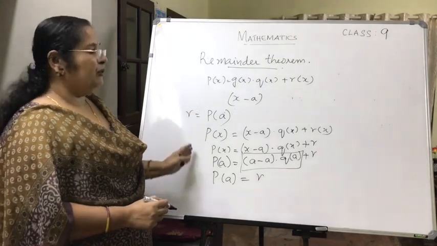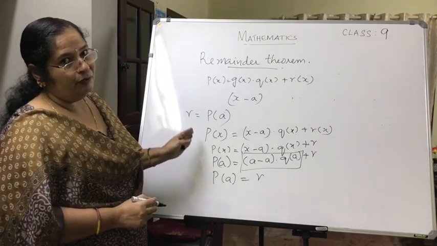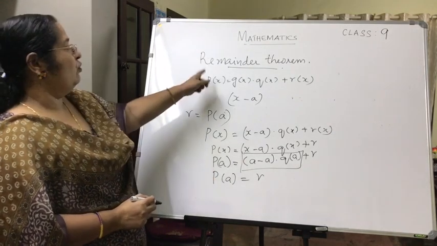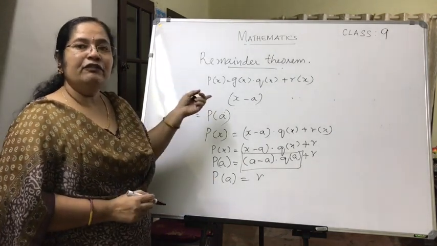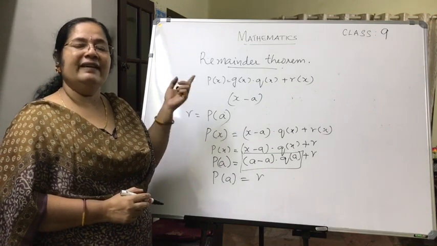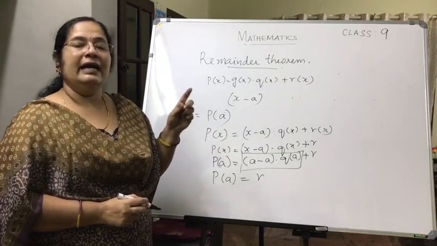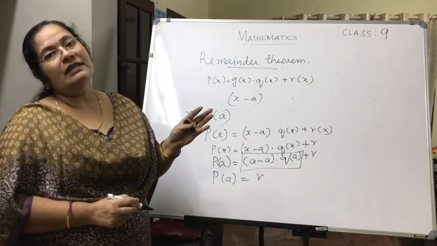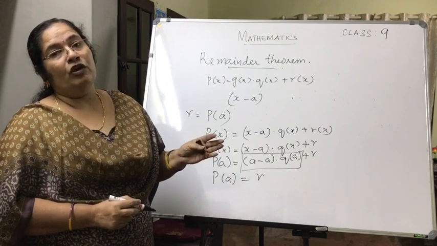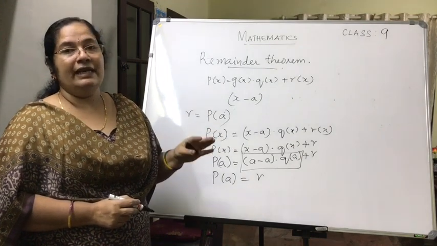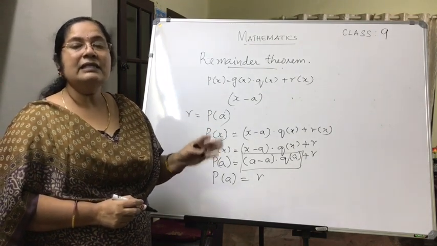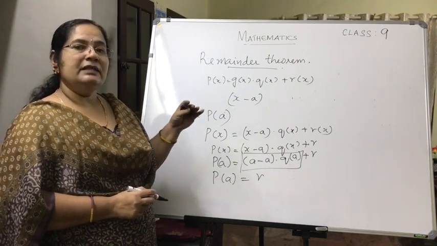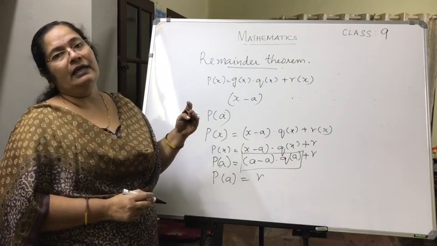You need not learn this proof. I just told you to understand how you get the remainder as P of a. So what is the statement? Let P of x be a polynomial of degree greater than or equal to 1 and let a be any real number. When this polynomial P of x is divided by a linear polynomial of the form x minus a, then the remainder is P of a. Is that clear? Now we will do some questions by which you will understand how we get the remainder.